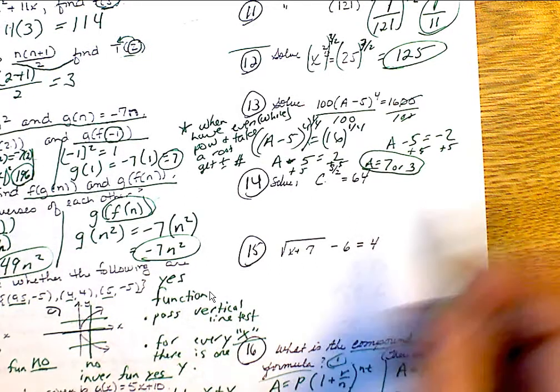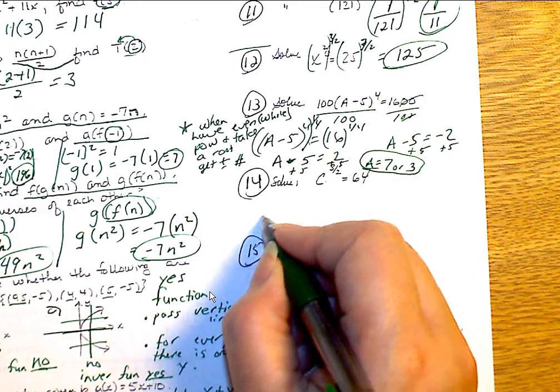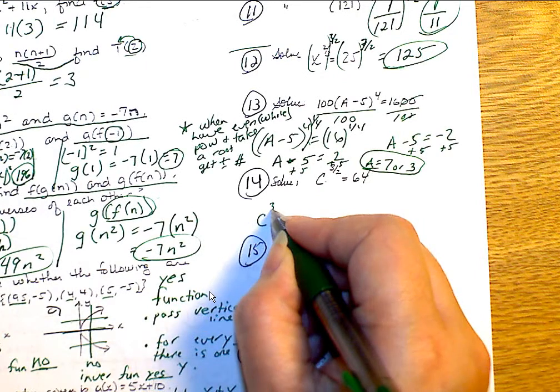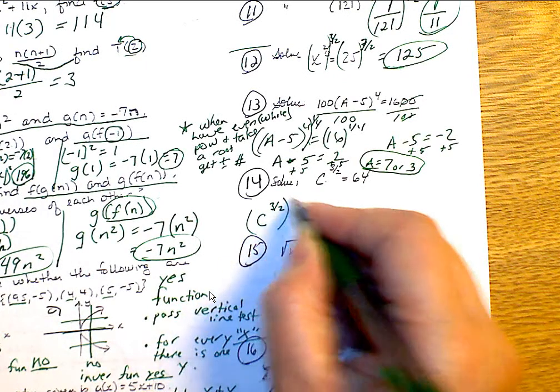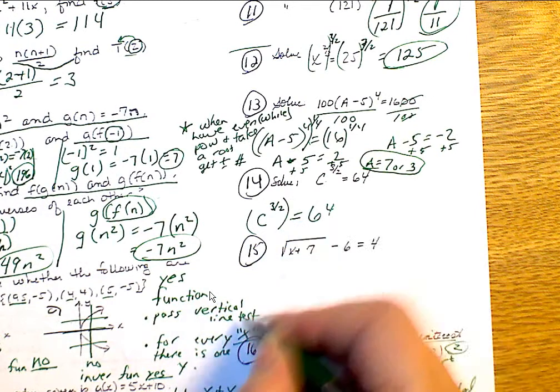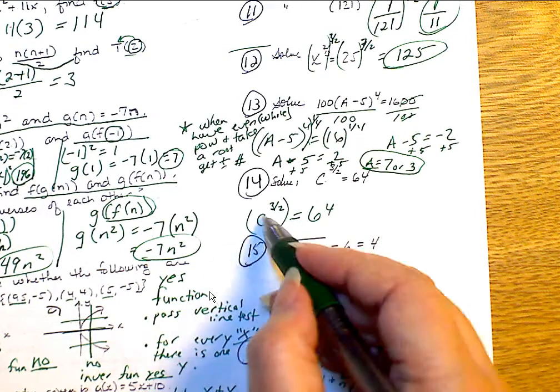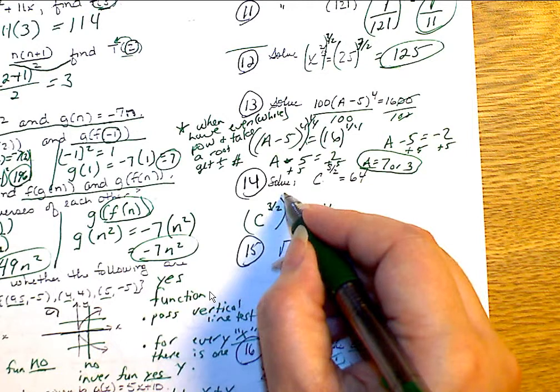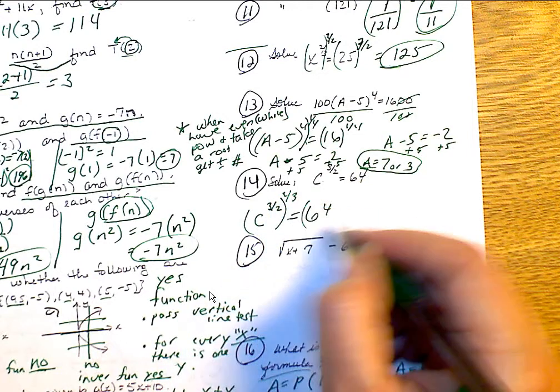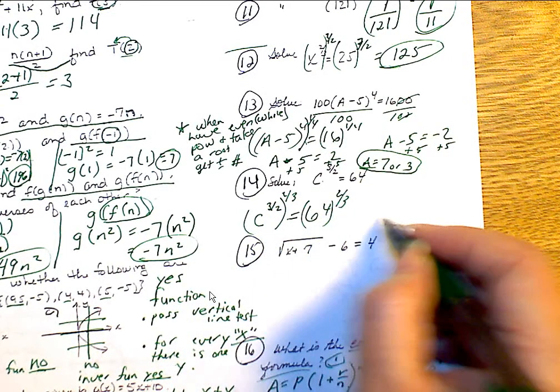So the same thing happens when you do C. Or when you do 14, when you're solving for C, you will raise both sides to the 2/3, and you do get 16.